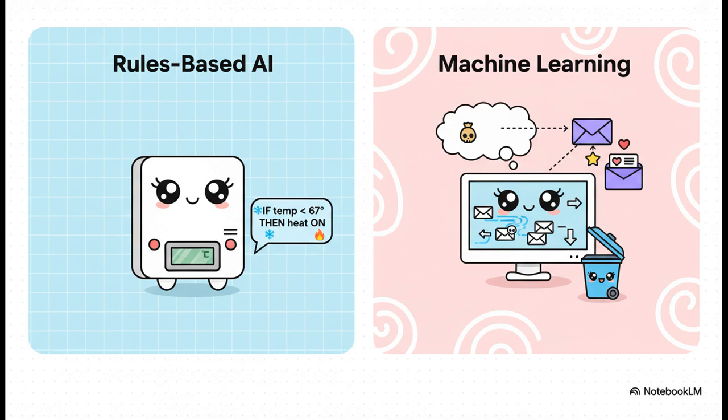But then, you've got machine learning. Think about your spam filter. Nobody sat down and wrote a rule for every single possible spam email in the universe. No way. Instead, developers showed it millions of examples of emails, and from that data, it learned the patterns. It figured out the subtle clues of what makes an email junk. It learns from the data itself, not from a list of commands.